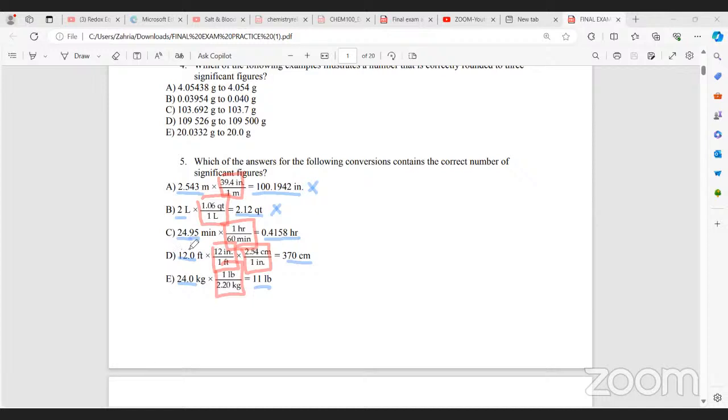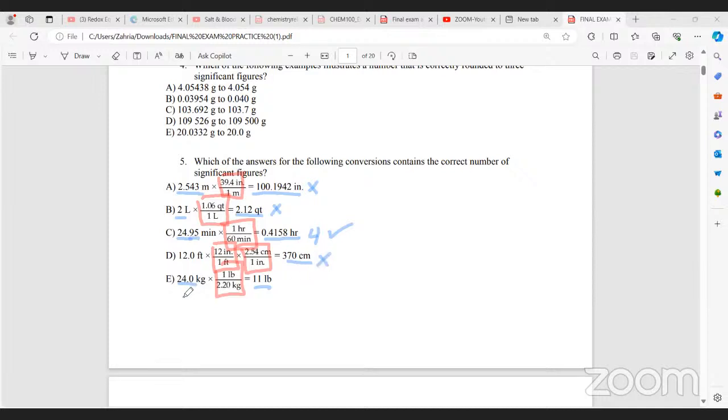If you look at letter C, you have four significant digits. Your final answer also has four significant digits. So that's a possibility, but we always want to double check the other answers as well. So if we look at letter D, we have 12.0, which is three significant digits. But guess what? Our final answer here has two significant digits. That 0 does not count unless there's a decimal present. So this answer is wrong.